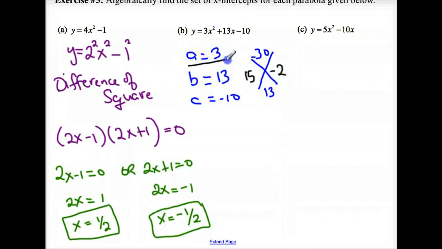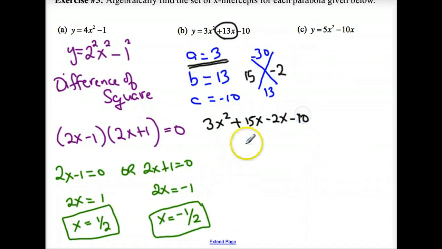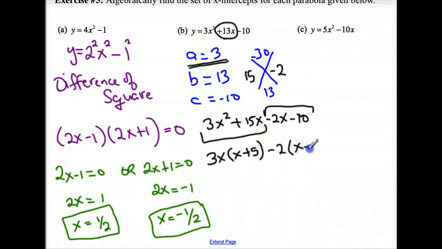Now, because my a is greater than 1, I have to replace my b term. So I will go ahead and write 3x squared plus 15x minus 2x minus 10. And we're just going to simplify the first two terms and then the last two. Here they have a 3x in common, x plus 5. This has a negative 2 in common, which has left me with x plus 5. Perfect. So these two are the same, so I'm going to write those back.